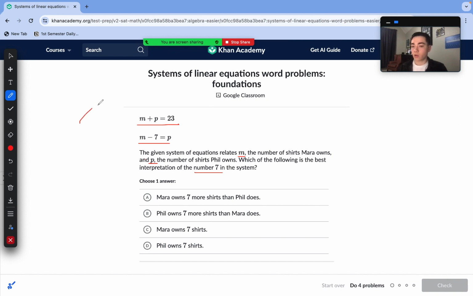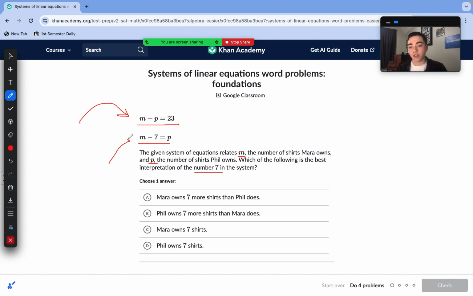So let's just take a quick look here. If we just replace the variables for what they mean, that first sentence roughly translates into the number of shirts that Amara owns plus the number of shirts that Phil owns is 23. So we're just adding our number of shirts together. So Amara's shirts plus Phil's shirts is 23 shirts. That's just the real world context that we're going to use in order to find this interpretation. So that's the first one.